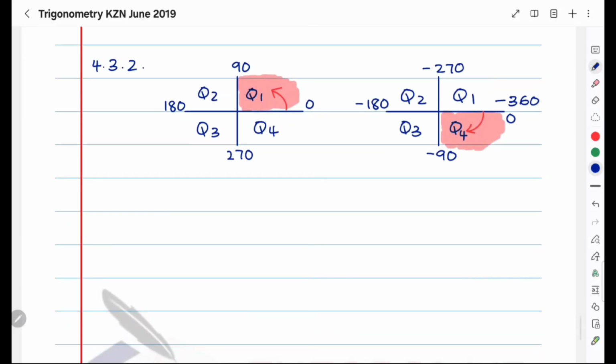So if we need our solution to be between negative 90 and positive 90, that means we are going to use quadrants 1 and 4.